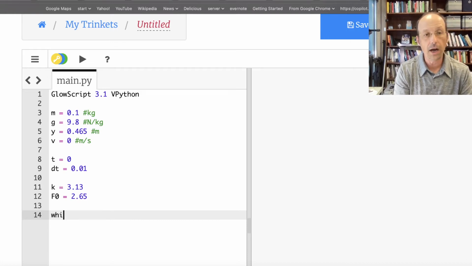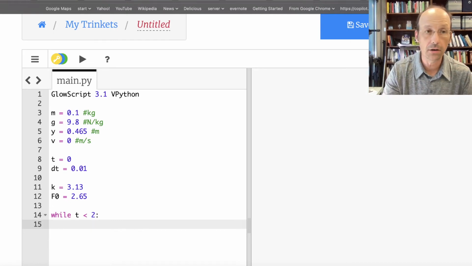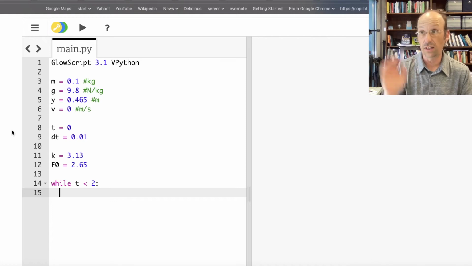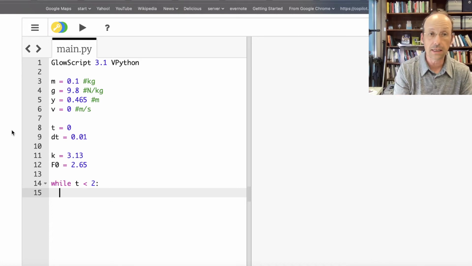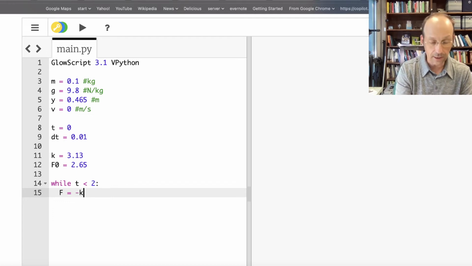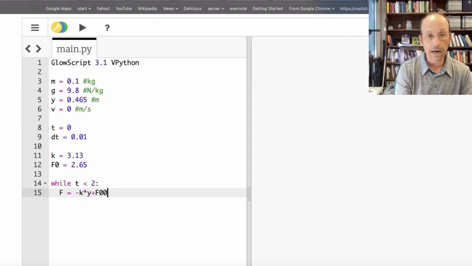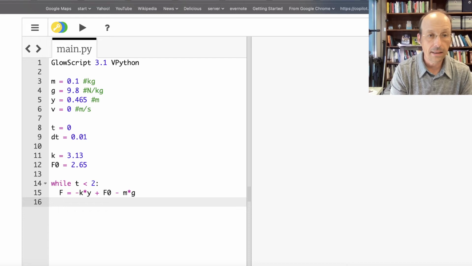So I'm going to first say while t is less than 2. So this will run it for 2 seconds. I don't need to put a rate statement in here because I'm not going to be animating anything, so I don't really need to do that. So the first thing I'm going to do, just like I said, is to calculate the force. F equals negative k times y plus f0 minus m times g. The acceleration a is going to be f divided by m.